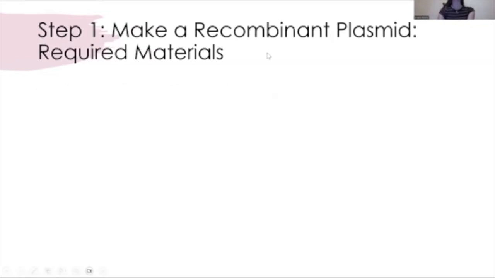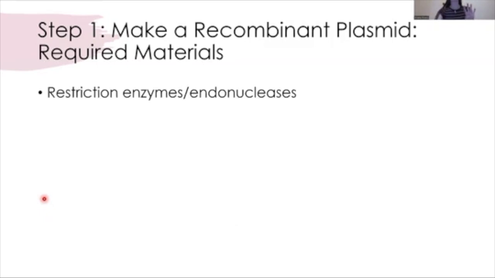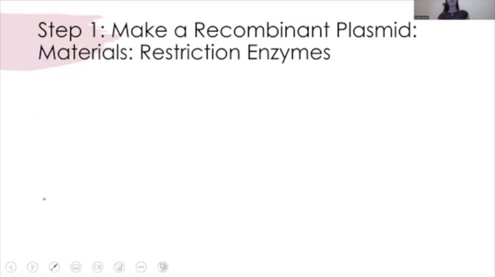So we're going to go through each of these steps. Starting with step one, making a recombinant plasmid, we're going to be talking about the required materials. After we go through the required materials, we're going to actually go through the stages of the process. But there's going to be a lot of terms there, and so I want to make sure we really understand what each of those mean. So there's going to be four things that we talk about: restriction enzymes, also called endonucleases, restriction enzyme nucleases, plasmid, foreign DNA, and ligase. So let's start with restriction enzymes. We'll talk about the plasmid, foreign DNA, and ligase, and then go through the steps of the process.